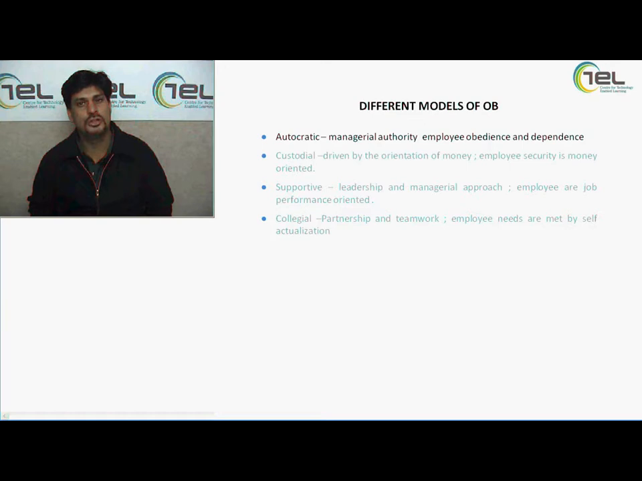The first one is an autocratic model, which means the managerial authority is supreme. Employees have only two options. One is abiding and being obedient to the instructions which are told to them, and is described by their dependence, which means they do not take on any responsibility on themselves and always await the responsibility to be given to them or the work to be assigned to them.